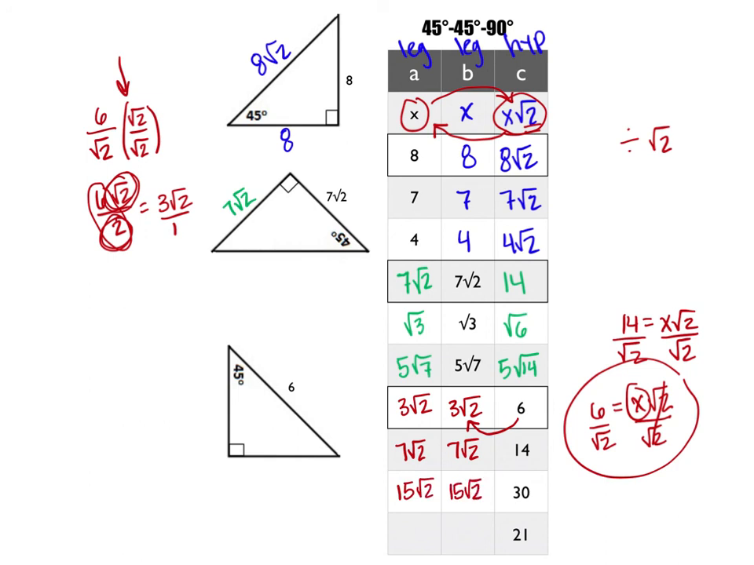And then if our hypotenuse is 21, that's going to give us either a fraction or a decimal. So you may see it written 10.5 root 2, or you may see it written 21 root 2 over 2.